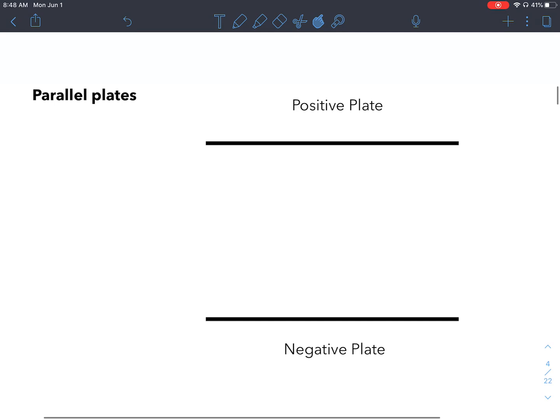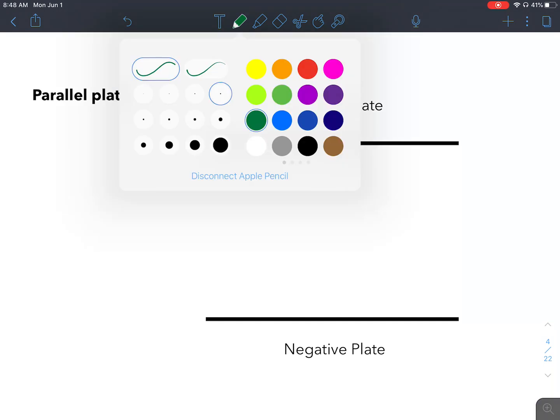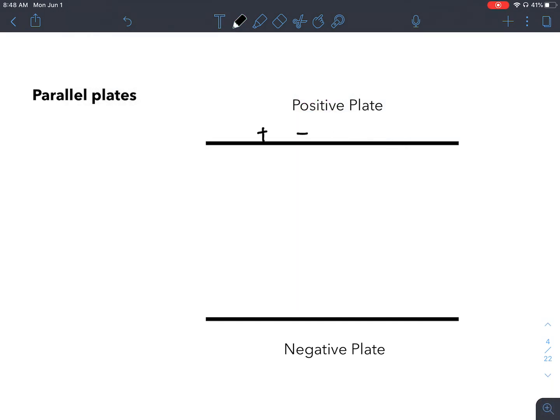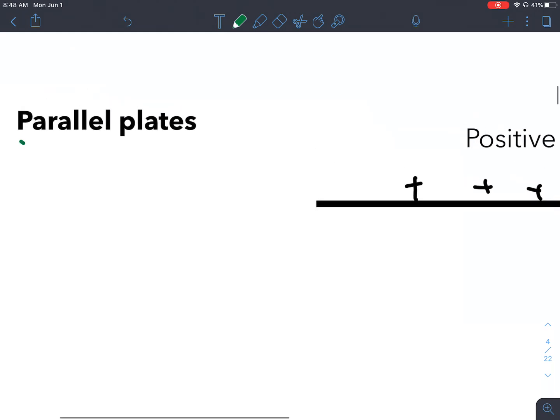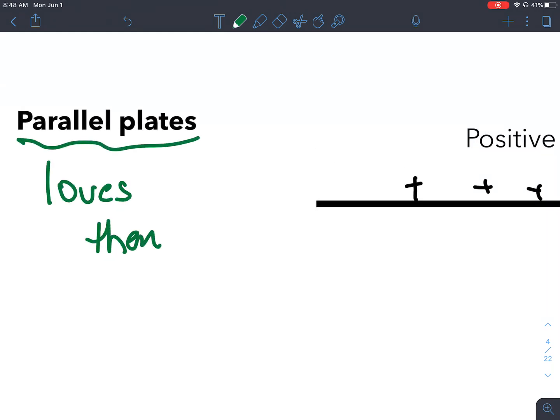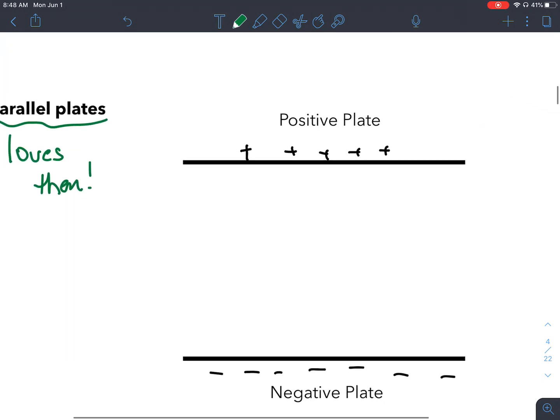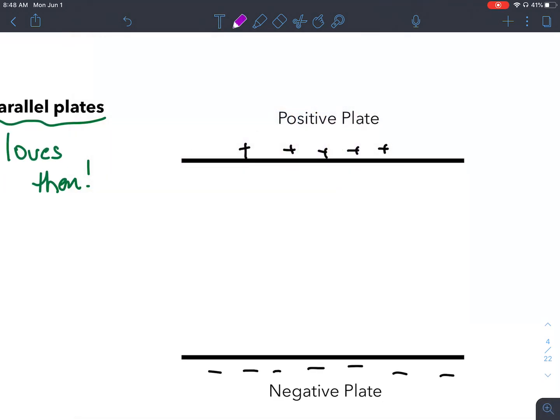The other thing I'm going to show you is parallel plates. Parallel plates is essentially just two long flat pieces of metal where one plate has a positive charge. So we might put some positives up here to say it's got a positive charge, and down here, negative charge. Put some negatives. Parallel plates, this unit loves them.